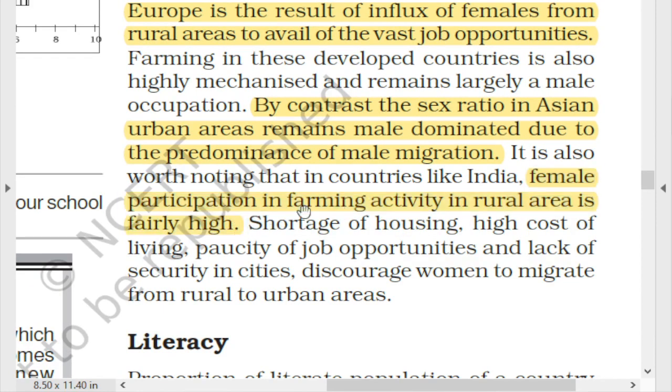countries like India, the females' participation in farming activities in the rural area is fairly high. जो rural females का जो participation है farming के अंदर वो बहुत ही high है rural areas में.